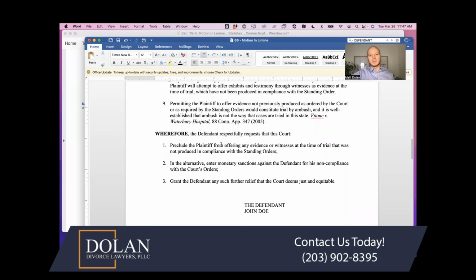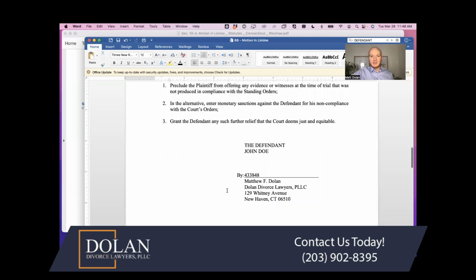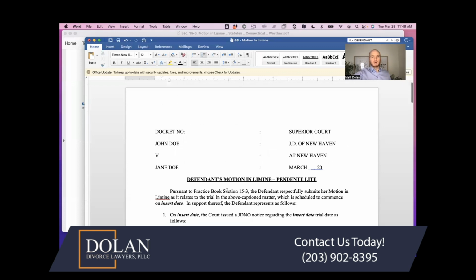In this situation, you're seeking that they be precluded from introducing evidence or witness testimony because they didn't comply with the standing order. Or you might want to put an alternative request that the court enter monetary sanctions against the defendant for not complying with the court orders. Those are the basics of a sample motion in limine.